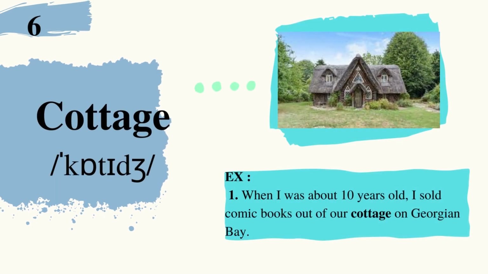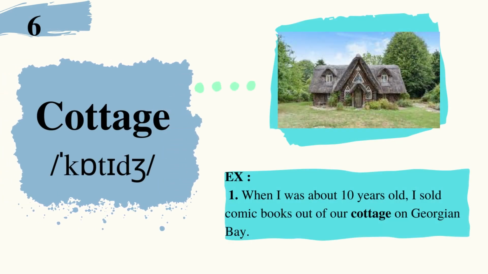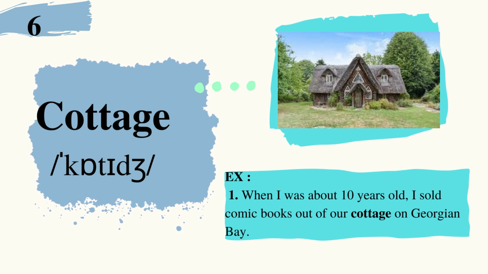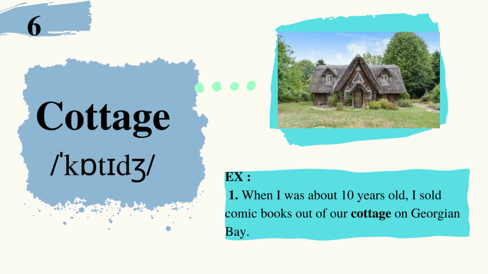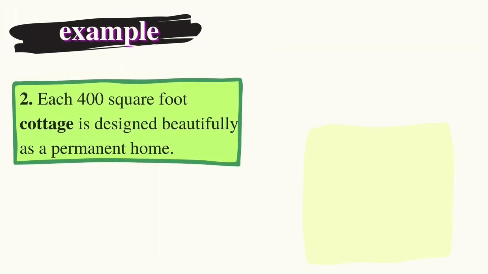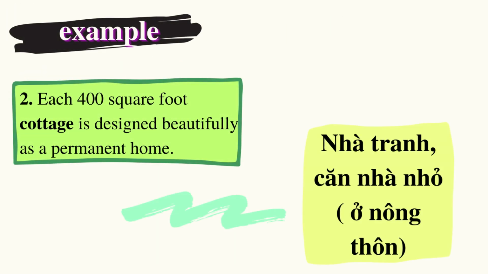6. Cottage. Cottage. Example. When I was about 10 years old, I sold comic books at our cottage on Georgian Bay. Each 400 square foot cottage is designed beautifully as a permanent home.